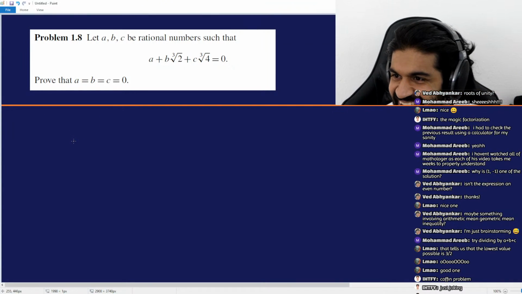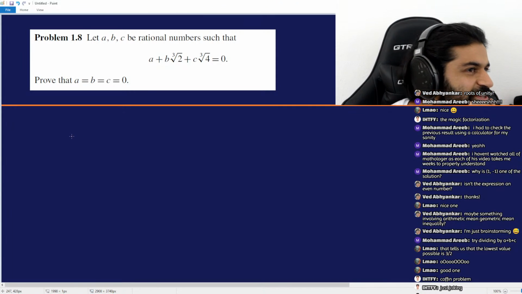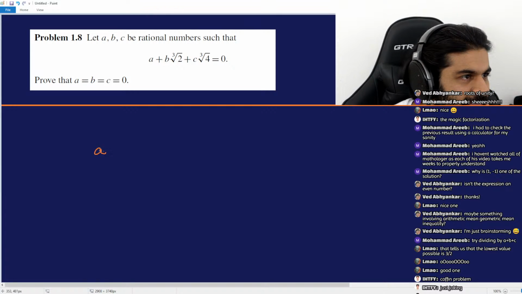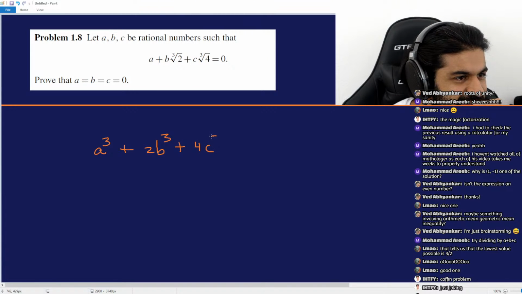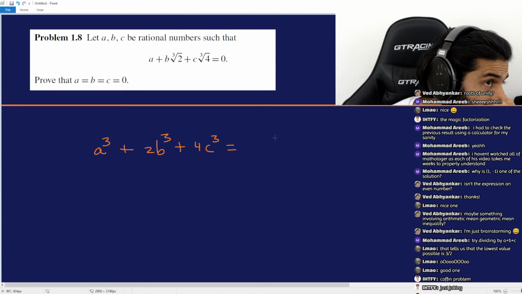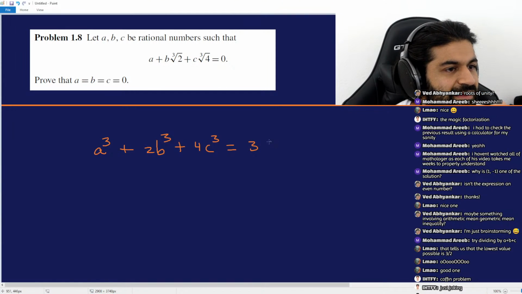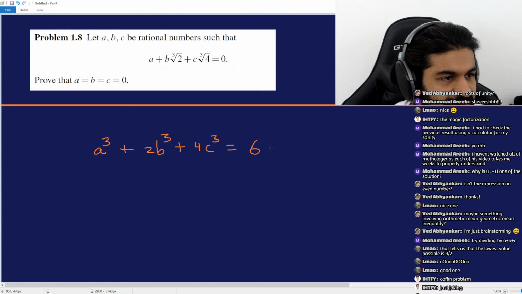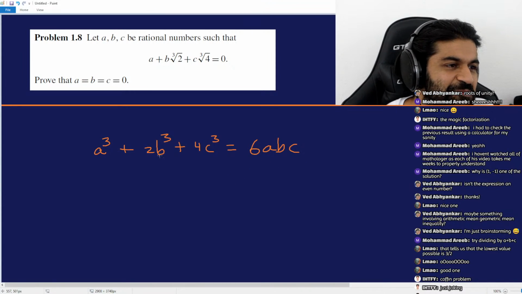In any case, putting that aside, let's try this problem. Using the magic factorization, we know that, for example, a cubed plus 2b cubed plus, I guess, 4c cubed is going to equal 6abc, right? So that worked out pretty well. So a cubed plus 2b cubed plus 4c cubed is equal to 6abc.